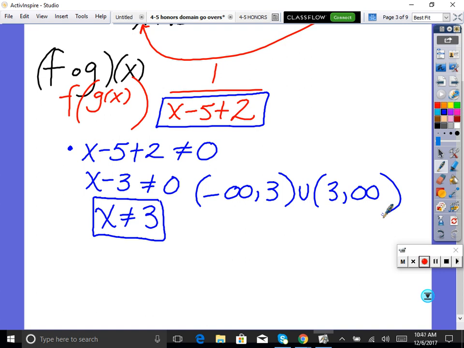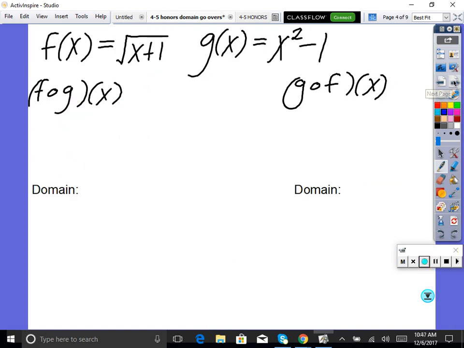Okay, cool. Moving on. Okay, let's do another one. This is the level that you saw on the homework that a lot of you were getting wrong, I noticed. So here we go. Given f of x is equal to the square root of x plus 1 and g of x is equal to x squared minus 1, find f of g of x and its domain, and g of f of x. Let's write that down.